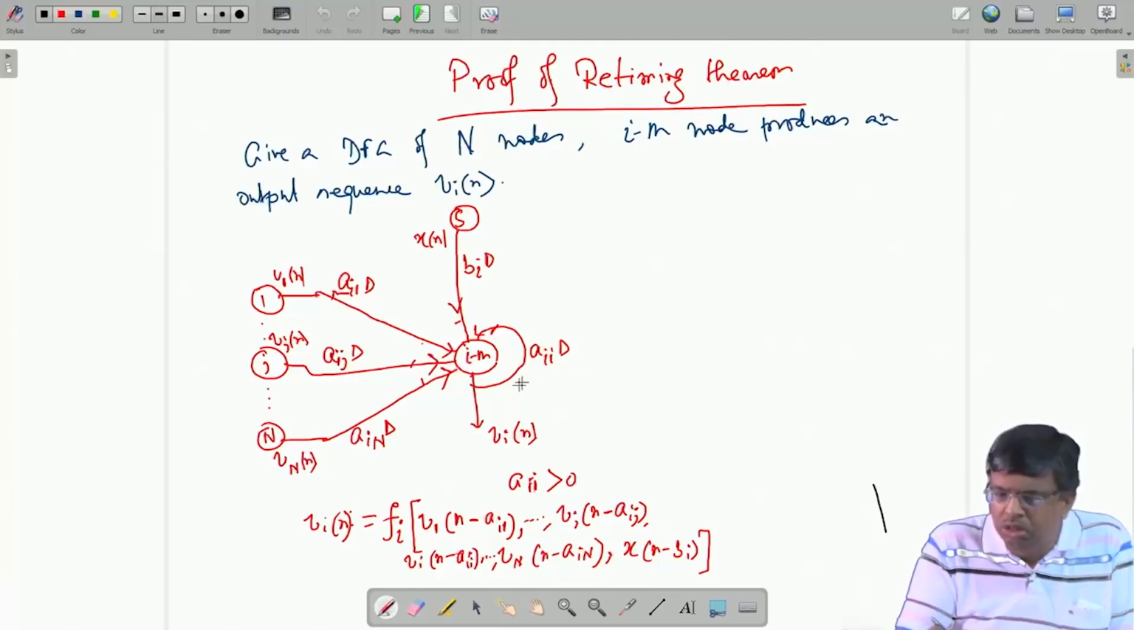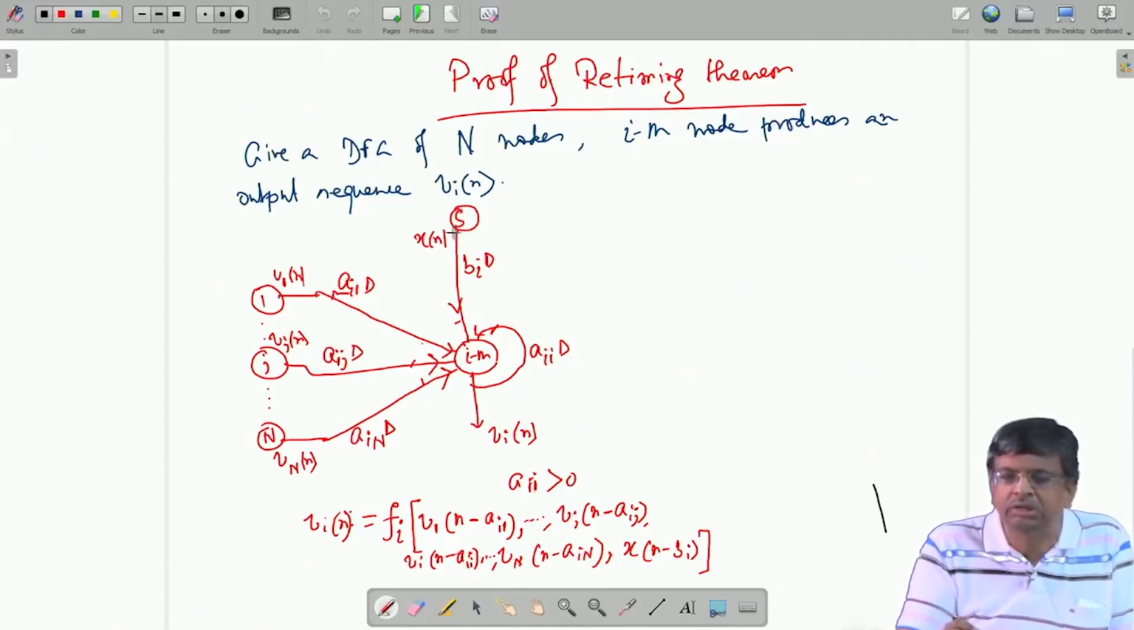This can depend on its own output. So, the output may have a feedback that must have a delay a_ii, and a_ii must be positive, because if it is 0 delay, that means to calculate the current output you need the same current output at the input, which is not possible. But if it is at least 1 delay or 2 delay or 3 delay, that means from past output I am working on the current output, which is fine.